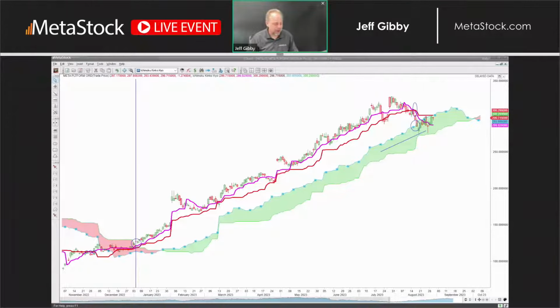Okay, all right, and then Kumo twist. If your Senkou Span A crosses up above the Senkou Span B, as it does right here, and as Jeff said right here in the future, it's going to in about 24 bars, I'm going to guess. That's considered a Kumo twist, and it signifies maybe a change of direction. So there's a lot of different ways you can read it.